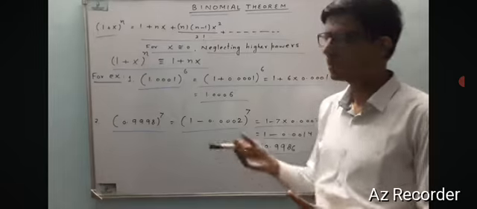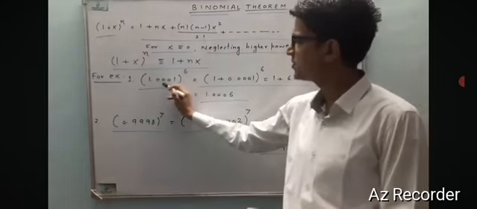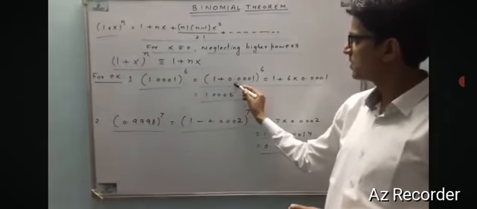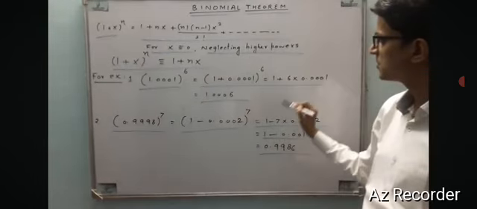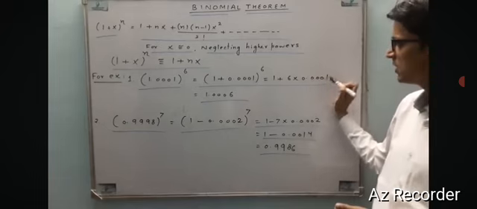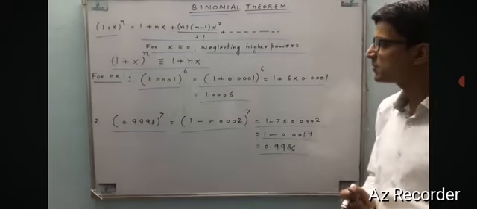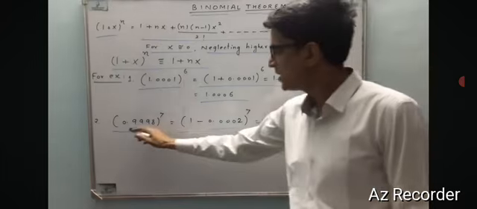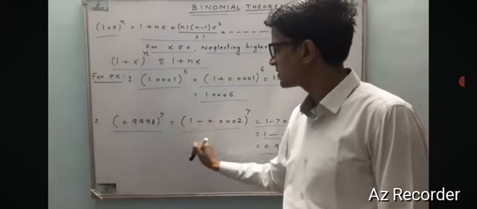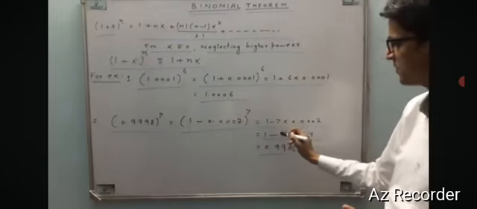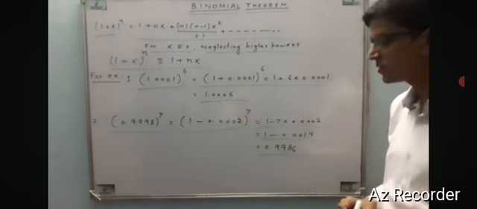We have two examples. The first is 1.0001 raised to power 6. It can be written as (1 plus 0.0001) raised to power 6. So it can be written as 1 plus 6 into 0.0001, which can be approximated as 1.0006. Next is 0.9998 raised to power 7. It can be written as (1 minus 0.0002) raised to power 7, which can be approximated as 0.9986.